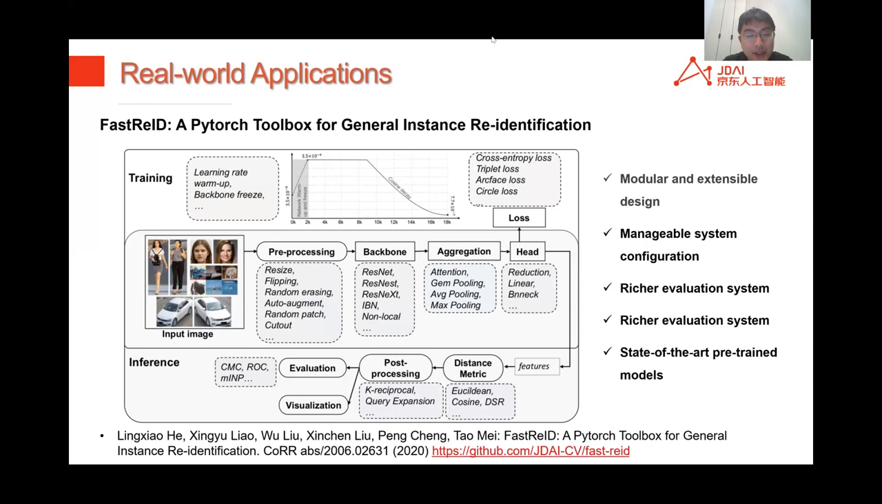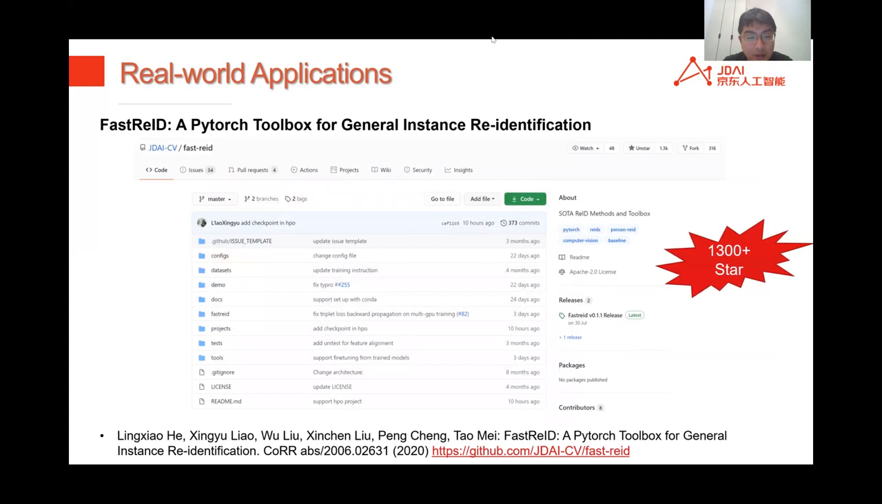Based on FastReID, we provide many state-of-the-art baseline models for multiple tasks: person ID, cross-domain person ID, partial person ID, and vehicle ID. Besides, we hope that the library can provide fair comparison between different approaches. We released our code about the person ID toolkit on GitHub. It has achieved more than 1,300 stars now. Many contributors are now helping us to improve our system.